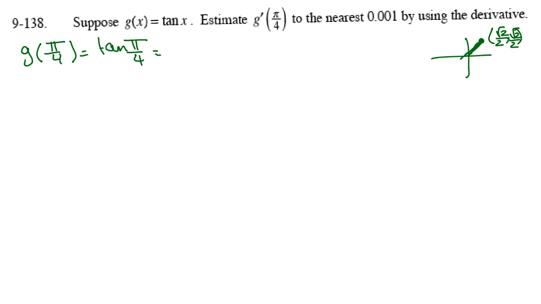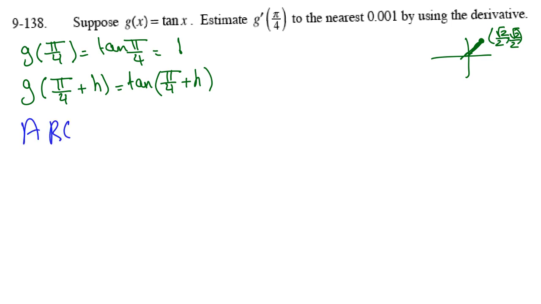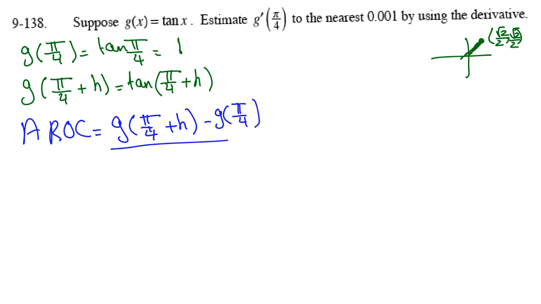They have the same value, so that's equal to 1. Just easier, right? And then g of pi over 4 plus h, which is equal to tangent of pi over 4 plus h. I cannot do anything with this expression. I cannot simplify it further. So I believe I'm ready to do my AROC. Your AROC is equal to g of pi over 4 plus h minus g of pi over 4, all divided by pi over 4 plus h minus pi over 4.